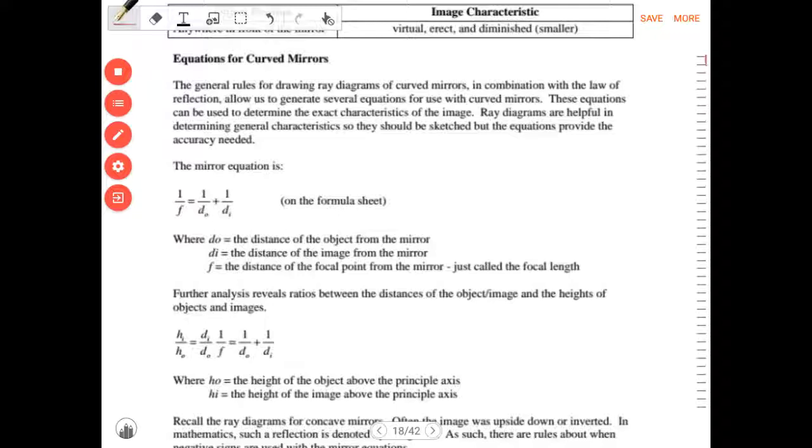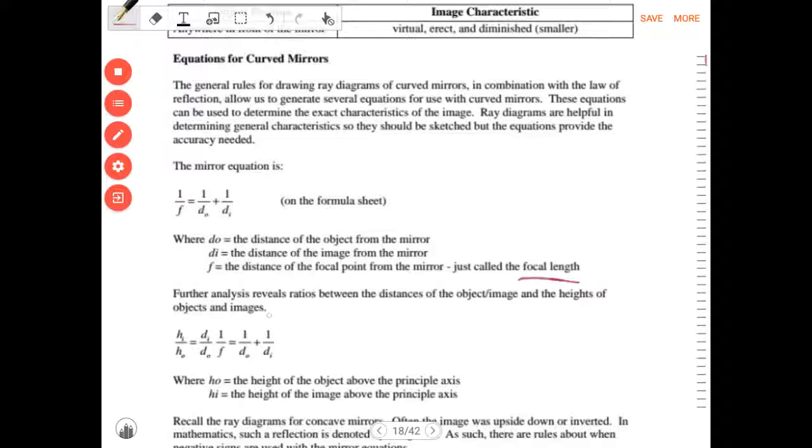The mirror equation is 1 over f equals 1 over do plus 1 over di. This is on your formula sheet. do is the distance of the object from the mirror. di then is the distance of the image from the mirror, and f is the distance of the focal point from the mirror, or just called the focal length. Not a big deal, it's all good.